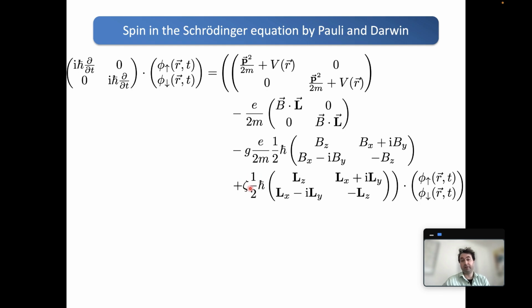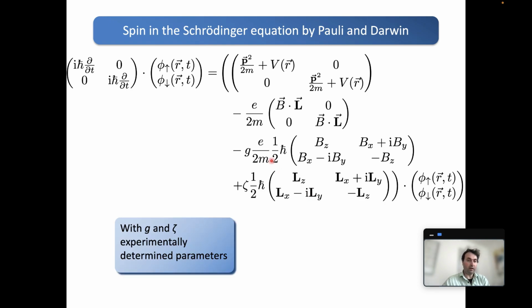And then again with a prefactor, and the spin of the electron is here given by the Pauli matrices, and therefore we have the Lz component on the diagonal, the x and the y component on the off diagonal. And G and sigma are basically experimentally determined parameters in Pauli and Darwin's equation, where the G, the geometric ratio, is actually first determined by Einstein.